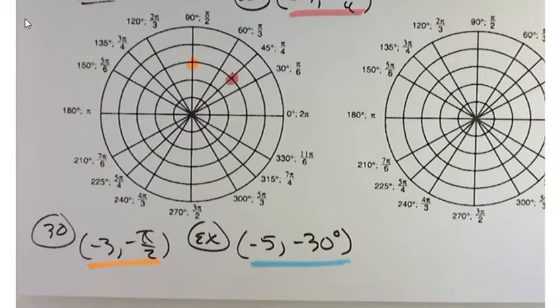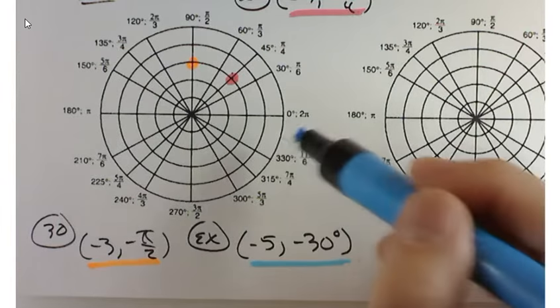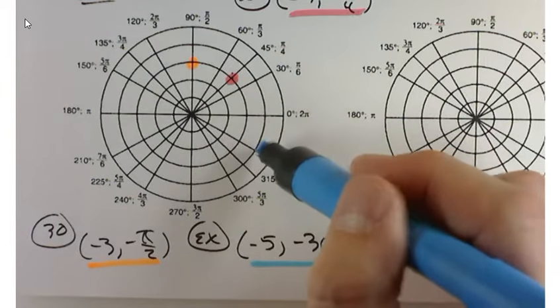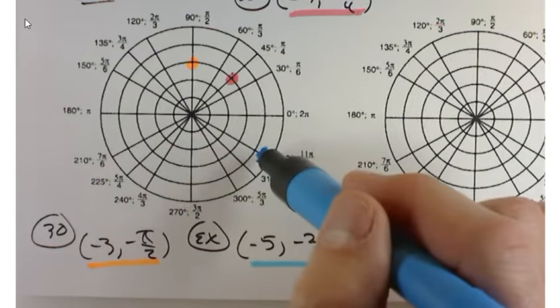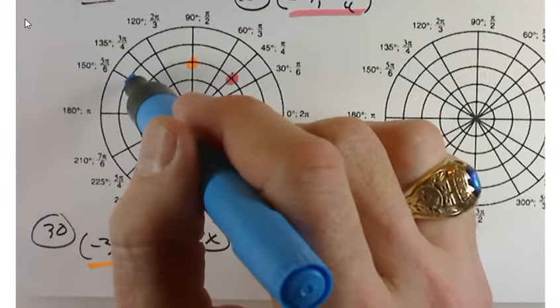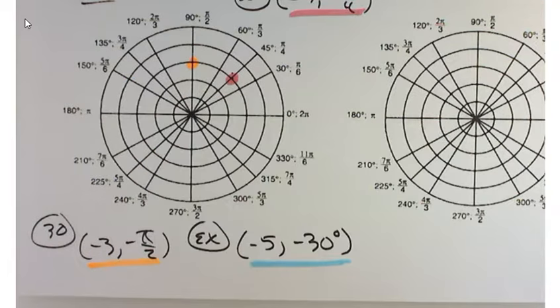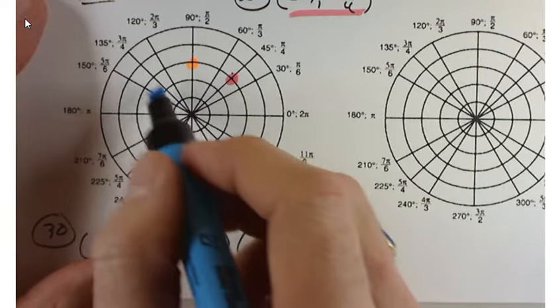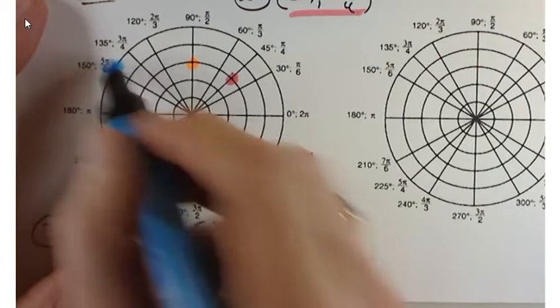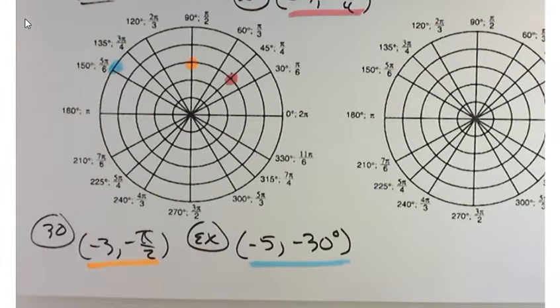Let's try this one. Negative 5 and negative 30. So again, start out with the angle. That's going to put you at 330 degrees. Because we have a negative radius, I'll add 180. That puts me over here at 150 degrees, and a distance of 5, I think, is all the way out. 1, 2, 3, 4, 5. So that would be your point there in the second quadrant. So a different way to think of things.